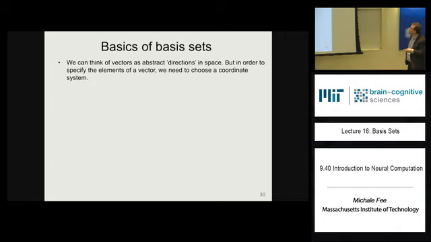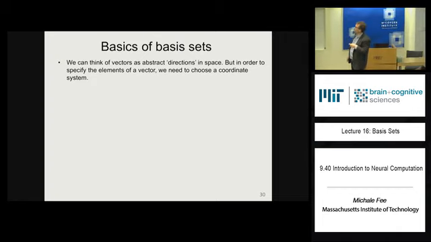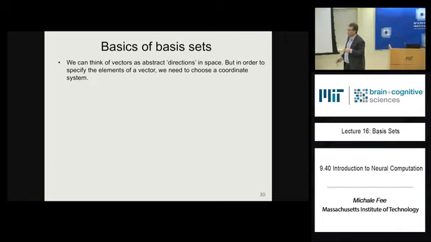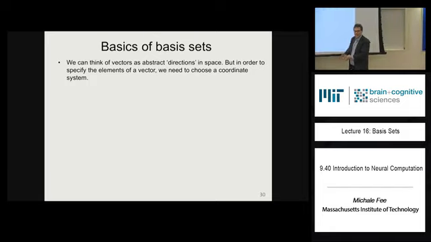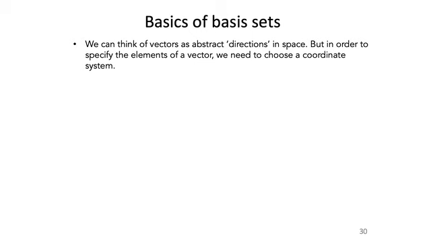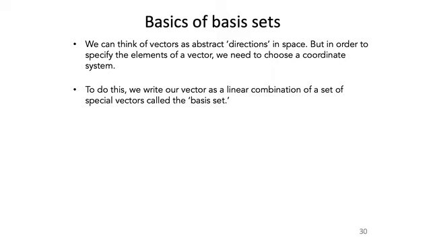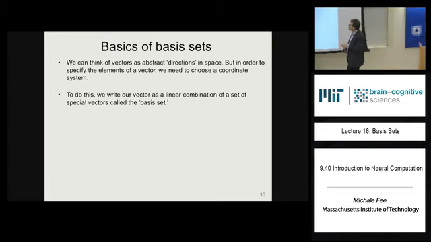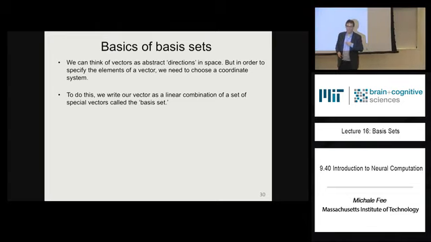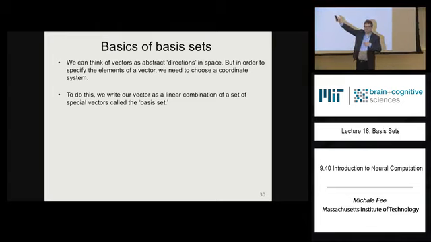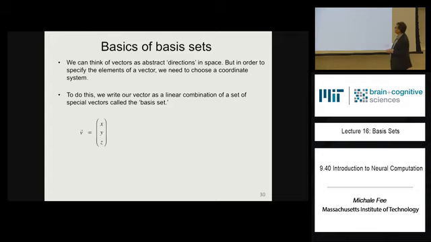So you can think of vectors in abstract directions, but if you want to actually quantify it or write it down, you need to choose a coordinate system, okay? And so to do this, you choose a set of vectors, special vectors called a basis set, all right? And now we just say, here's a vector, how much is it pointing in that direction, and that direction, okay? And that's called a basis.